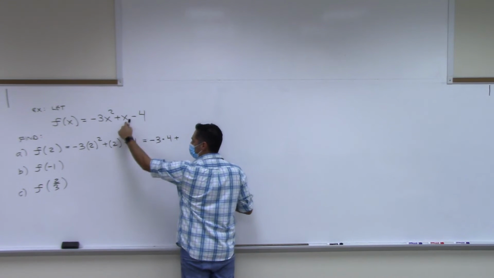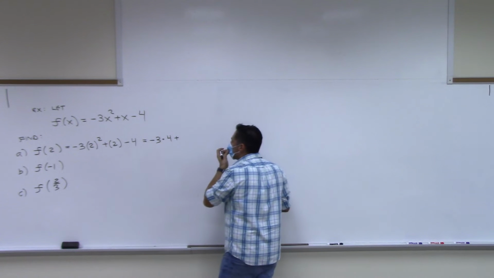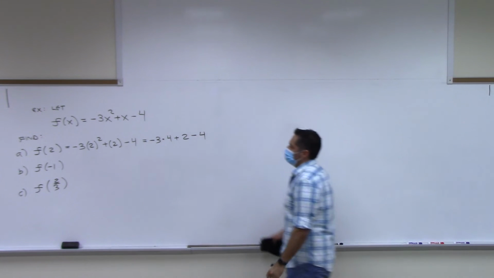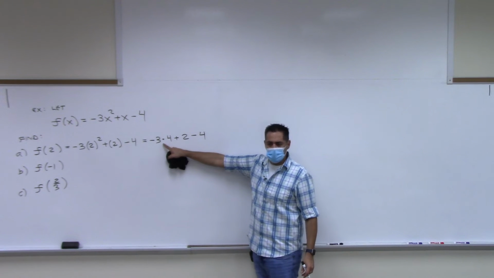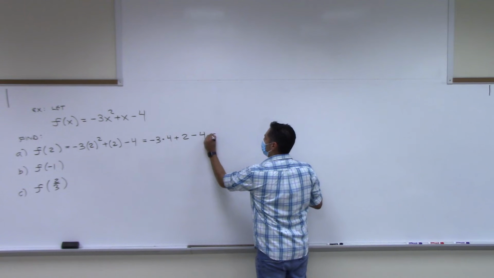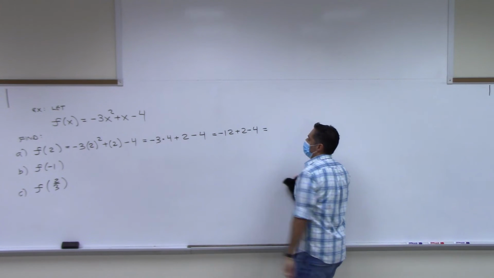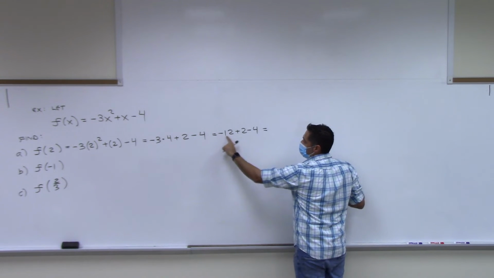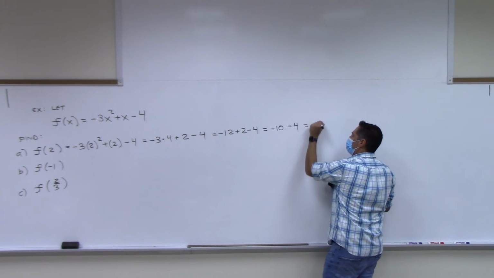I just put it there because if that was a negative, then I would have plus minus, so I just want to be careful. So that's my 2 squared, and now I do multiplication before anything else. So these 2 multiply together, you get negative 12 plus 2 minus 4. And now you just work from left to right. So these 2 together give you negative 10, and then minus 4, and that gives you negative 14.